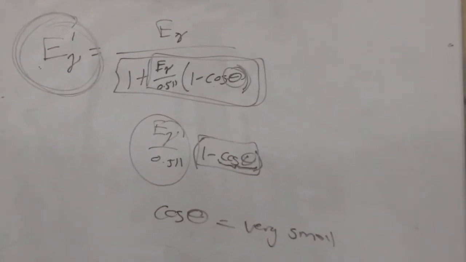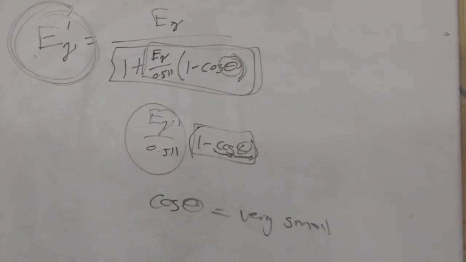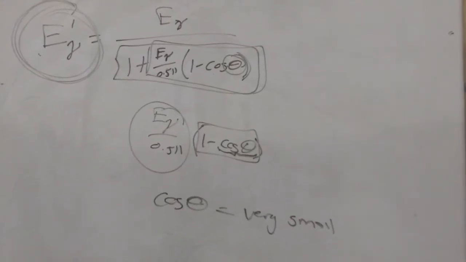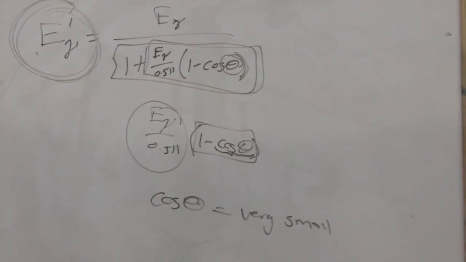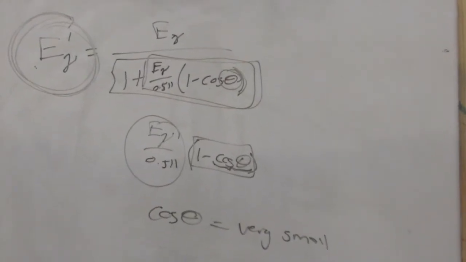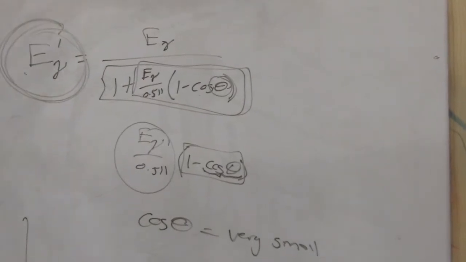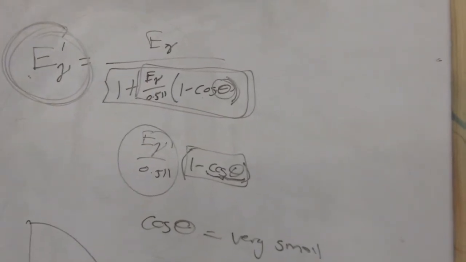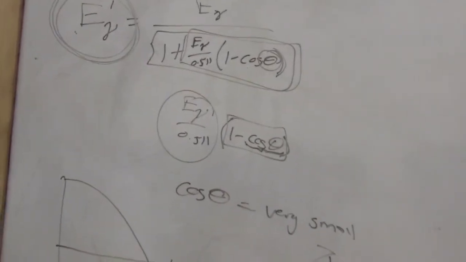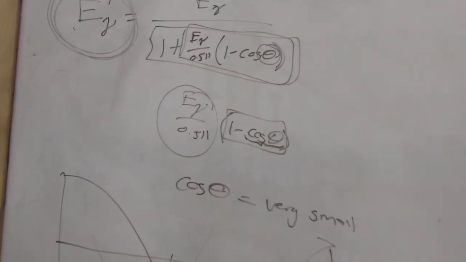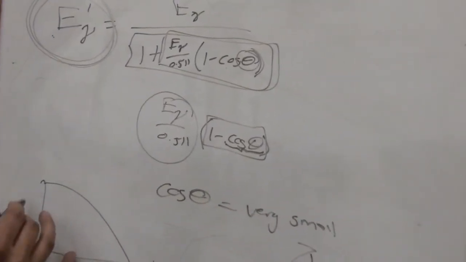What angle gives us a very small number for cosine? Let's go back to our graph. You said 0 was a 1, so it starts here at 1 and goes like this. This is 360. This is 180. This is 0.